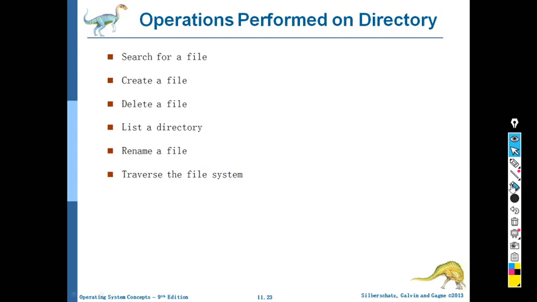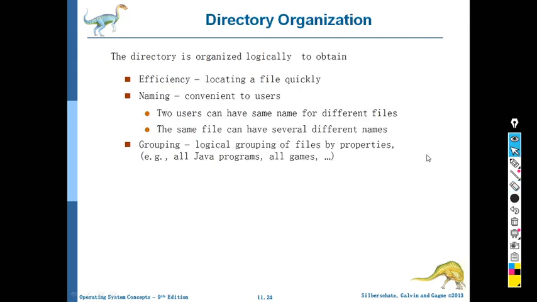The operations we perform on a directory are: search for a file, create a file, delete a file, list a directory, rename a file, and traverse the file system. So you can search for a particular file in a directory, create a file in a directory, delete a file in your directory, list all the files in your directory, and rename a file in your directory, or you can traverse your file system to find out what different files are available in your directory structure.